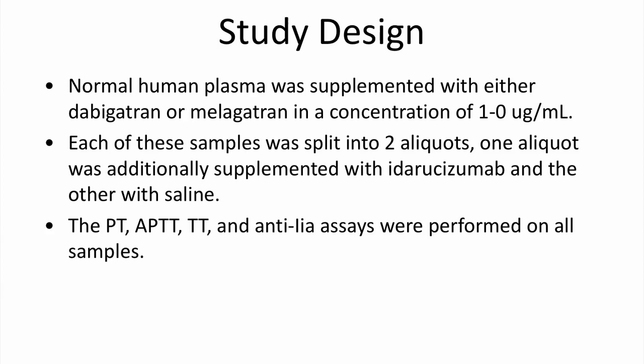So the study design was a simple one in which normal human plasma was supplemented with either dabigatran or melagatran in a concentration-dependent manner, 0 to 1 microgram per milliliter in the blood. Each of these samples then were split into two aliquots. One aliquot was additionally supplemented with idarucizumab, the other one with saline. Then the PT or prothrombin time, APTT or activated partial thromboplastin time, TT or thrombin time, and anti-2A assay were performed on all samples.